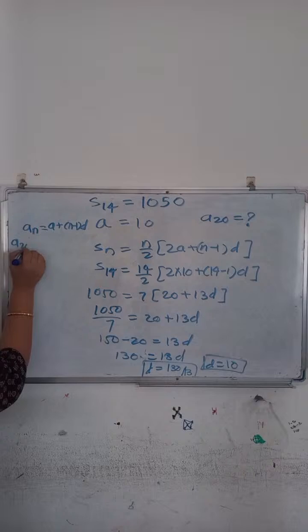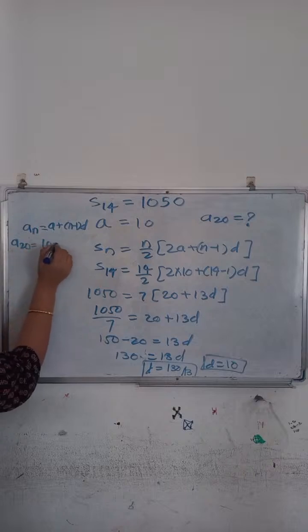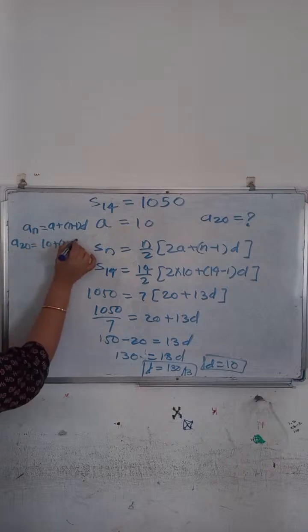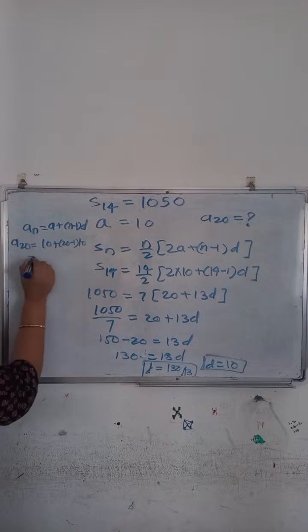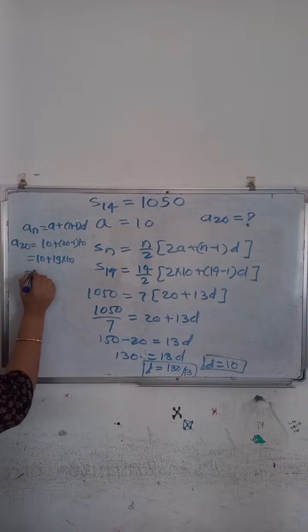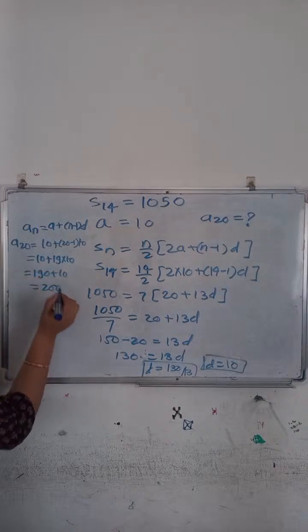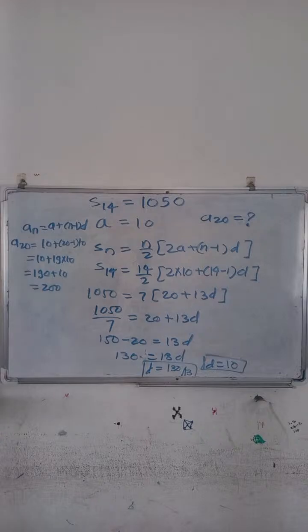The 20th term, a is given as 10, so here 20 minus 1, and the common difference is 10. So 10 plus 19 into 10, that is 190 plus 10, equal to how much? 200. So the answer is 200, the 20th term is nothing but 200. Getting this? How to find it out? Sum is given, first term is given, and they are asking for the 20th term.